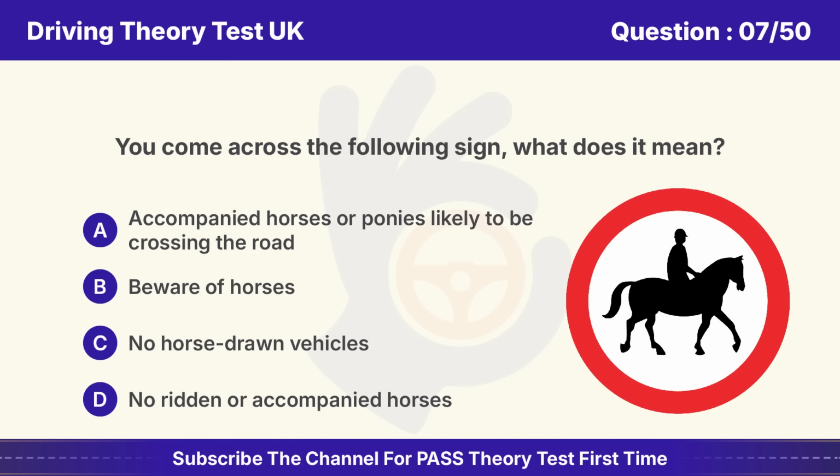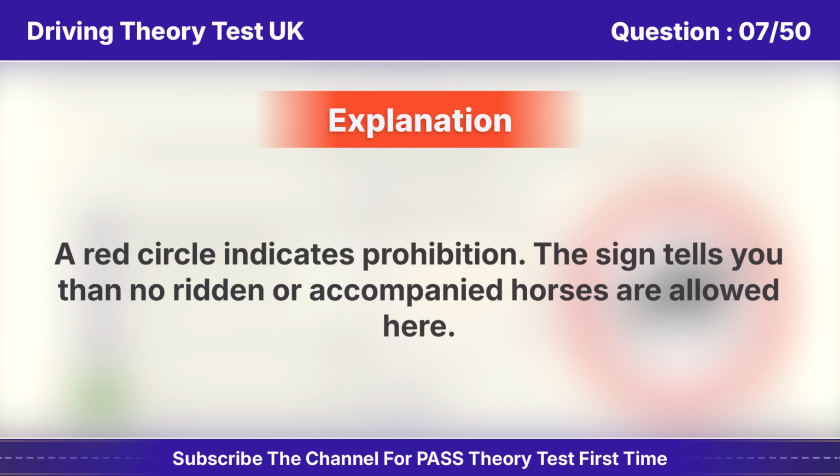Question 7. You come across the following sign. What does it mean? Option A. Accompanied horses or ponies likely to be crossing the road. B. Beware of horses. C. No horse-drawn vehicles. D. No ridden or accompanied horses. Answer is D. No ridden or accompanied horses. A red circle indicates prohibition. The sign tells you the no ridden or accompanied horses are allowed here.